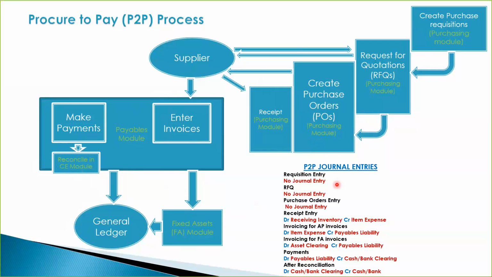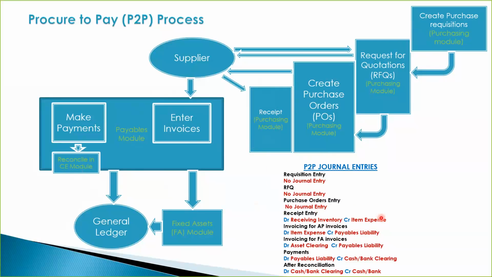All right. Now, there's a journal entry that is created when you receive an item within the department and you enter that receipt within the purchasing module. That journal entry is a debit to the receiving inventory and a credit to the item expense. Whatever item you're trying to procure, there will be a credit entry for that item.